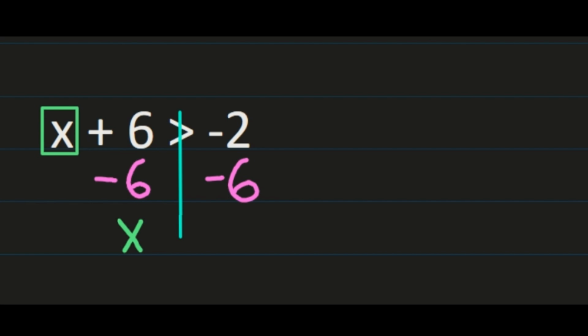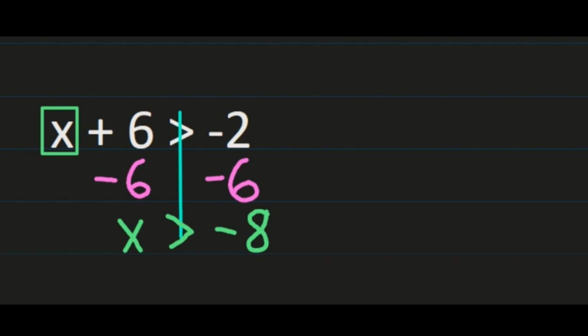So 6 plus 2 is 8, and I'm going to keep the negative sign. And again, as I just said, we didn't do anything here in this particular problem that would cause us to need to flip that inequality sign. So we still have the greater than sign. So I have x is greater than negative 8.